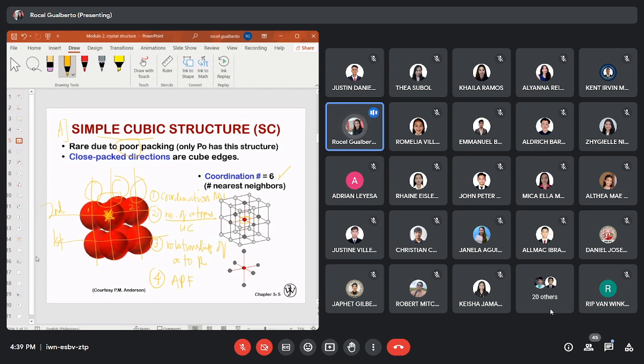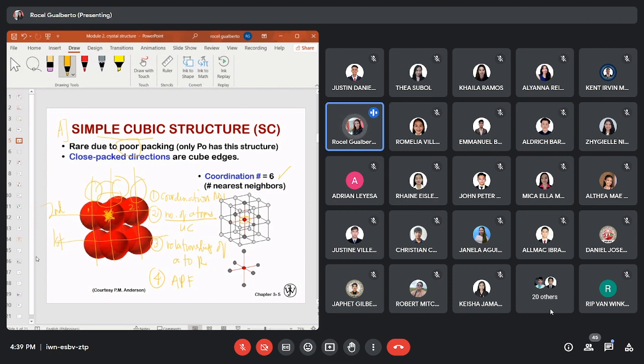Ito po yung under study, 6 po yun. Isa, dalawa, tapos yung nasa unahan niya, yun po yung 3, yun ang pang-4. Katulad po nito ng position, nasa unahan lang. So 4 na po yun. Nasaan pa po yung dalawa? Ang isa po, nandito sa ilalim. Directly below po siya. And directly below, ito po yung pang-5.